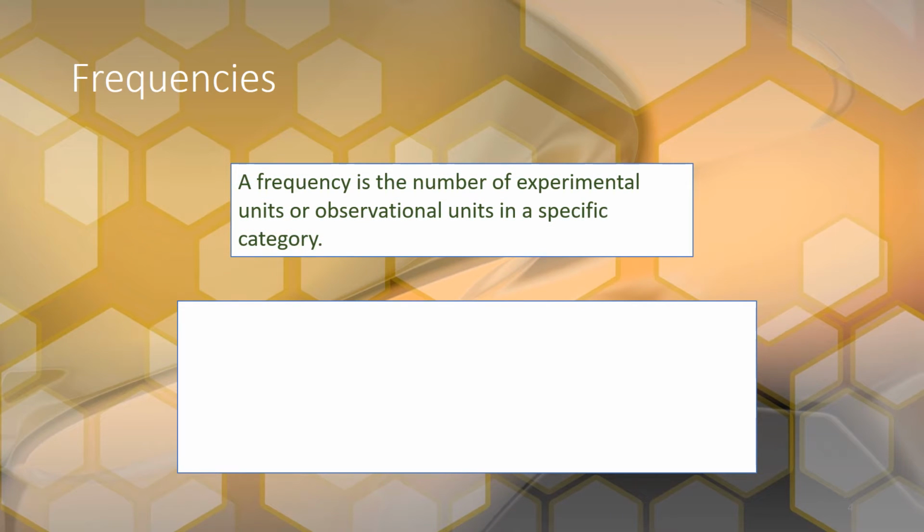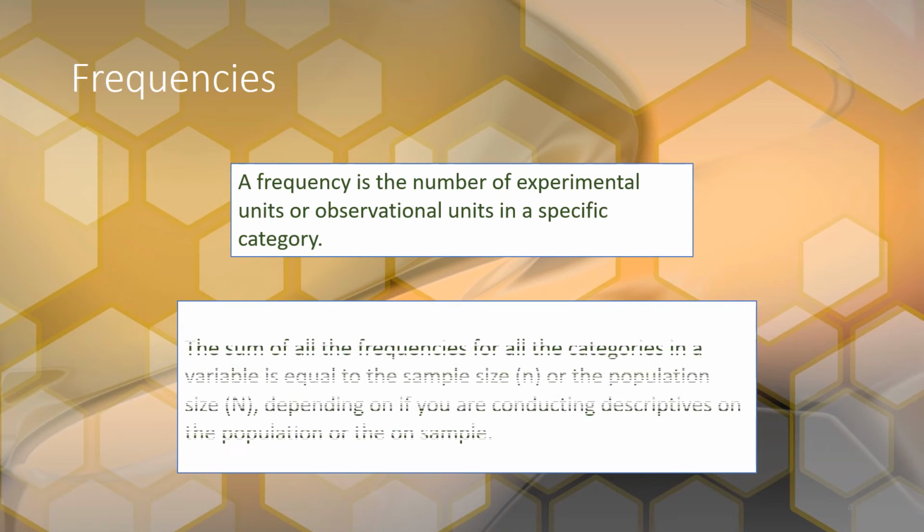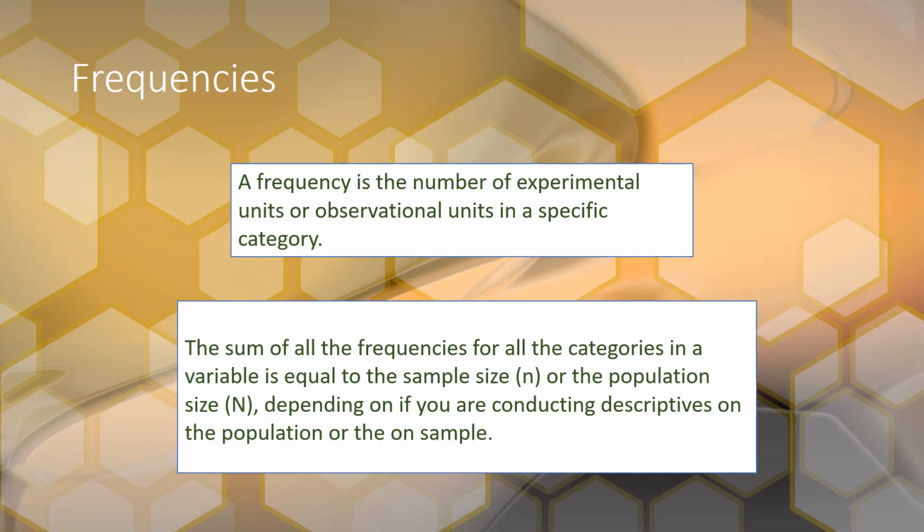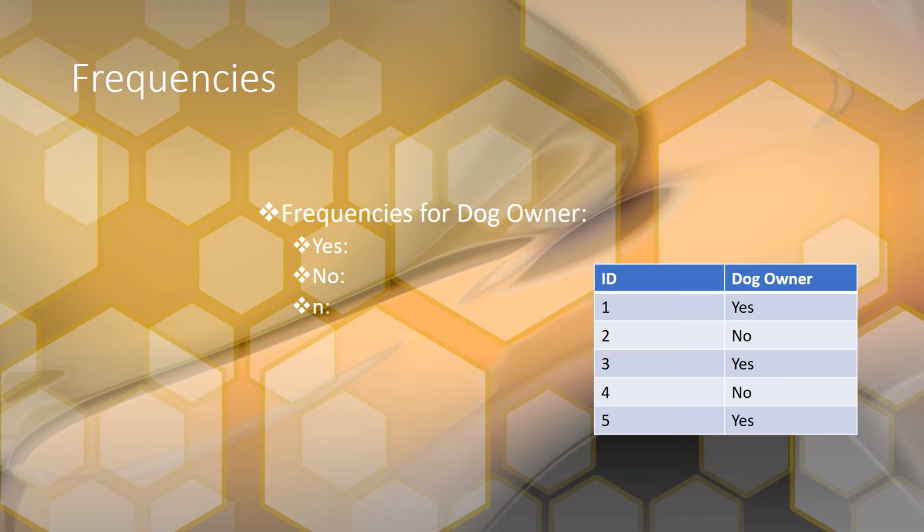A frequency is the number of experimental units or observational units in a specific category. The sum of all the frequencies for all the categories in a variable is equal to the sample size or population size, depending on if you are conducting descriptives on the population or on the sample. Here's an example of how to get frequencies for a variable called dog owner.